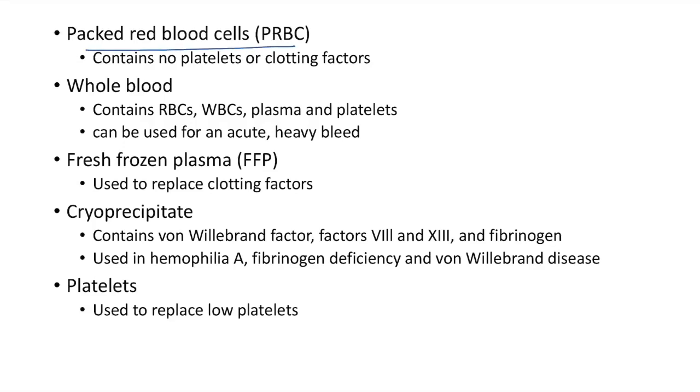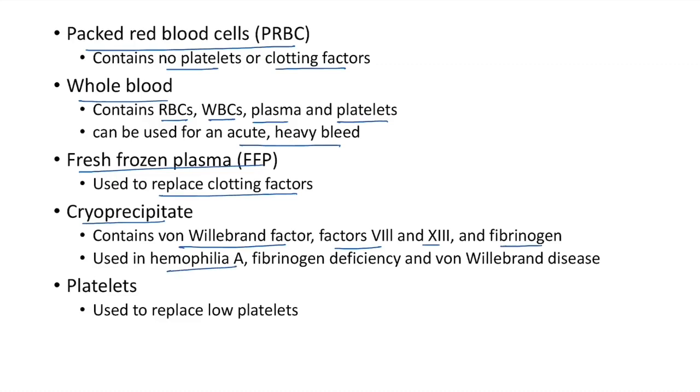Packed red blood cells or PRBC, they contain no platelets or clotting factors. Whole blood, it contains red blood cells, white blood cells, plasma and platelets. They can be used for acute heavy bleed. Fresh frozen plasma or FFP can be used to replace clotting factors. Cryoprecipitate, it contains von Willebrand factor, factors 8 and 13 and fibrinogen. It is used in hemophilia A, fibrinogen deficiency and von Willebrand disease. Platelets can be used to replace low platelets.